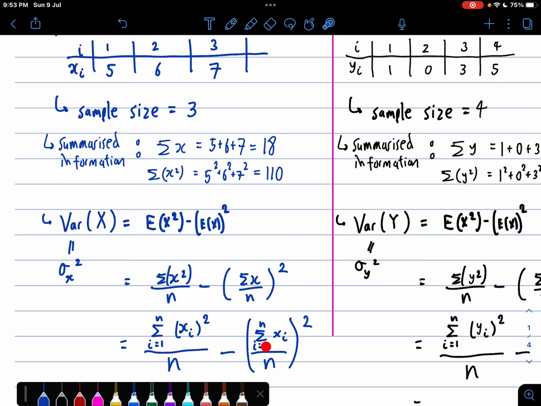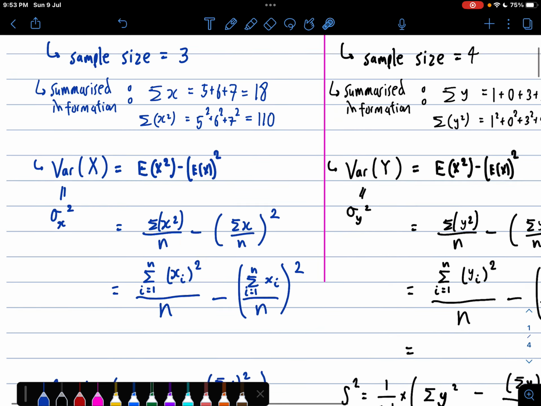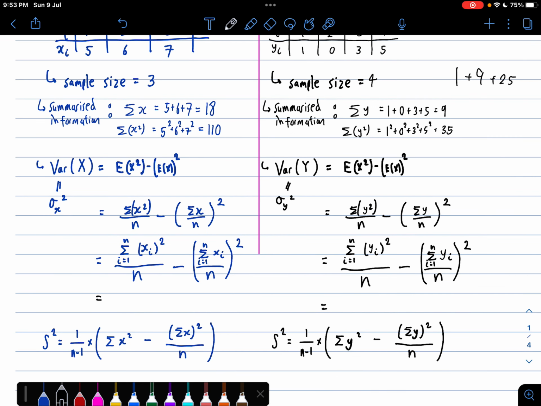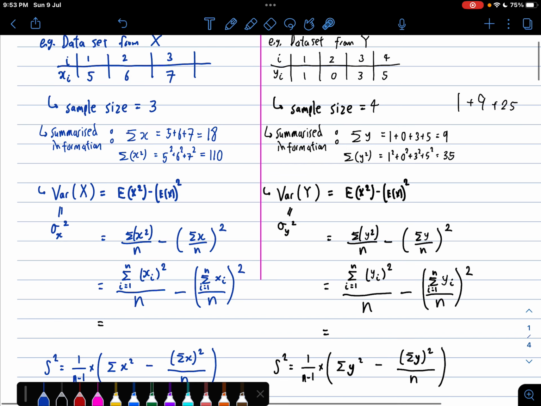to n, to refer to x1 square plus x2 square plus x3 square all the way to xn square. In this case, n is sample size 3, so it's just x1 square plus x2 square plus x3 square, which is really just this fella over here, sum x square, 110. So we can replace numerator with 110, divide by sample size n, which is 3, minus away sum of x, which we know is 18 here, right? Or divide by n, which is 3, bracket, then square. We can get an answer for variance of x.